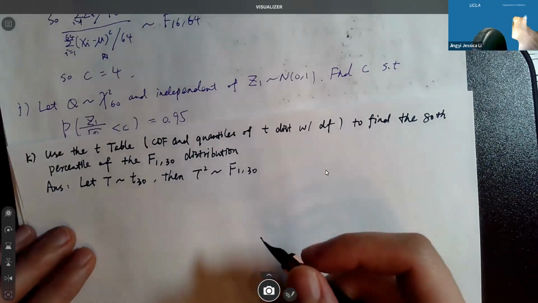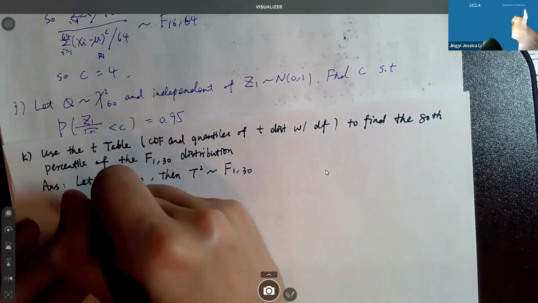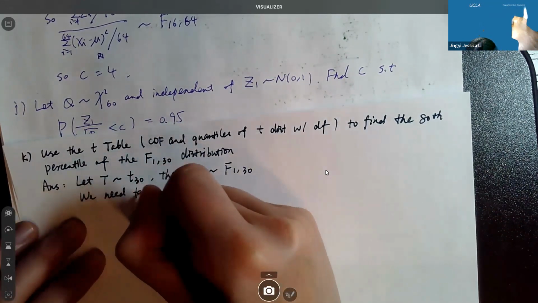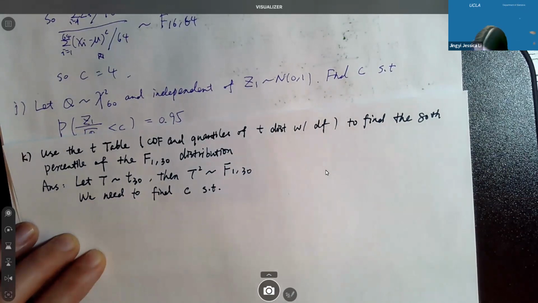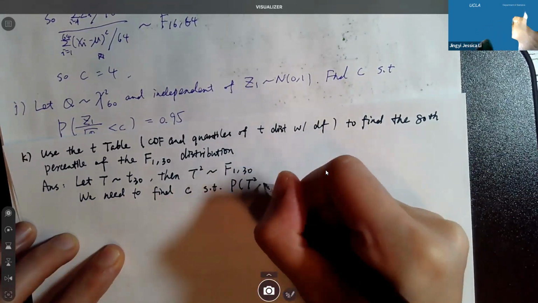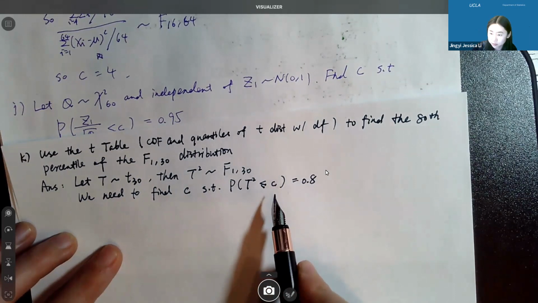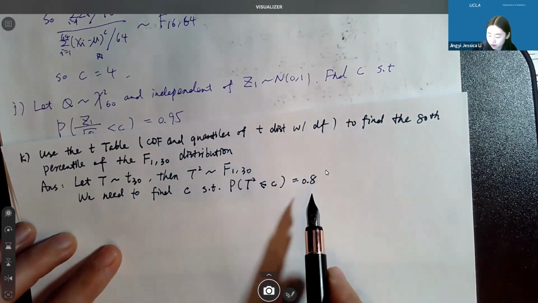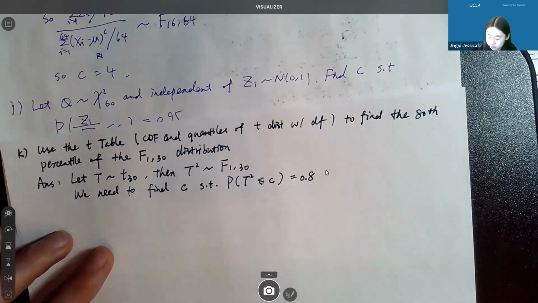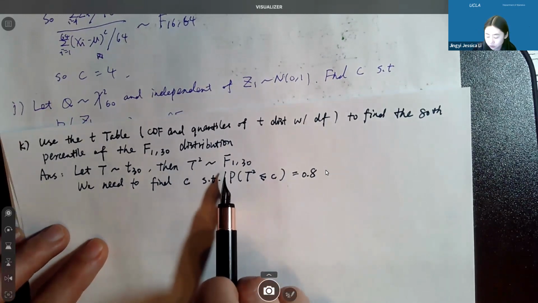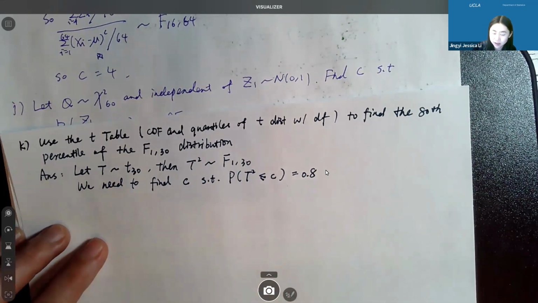Now we need to find this percentile, the 80th percentile. So we need to find this constant C such that the probability that T squared is less than or equal to C is equal to 0.8. This is what we define as the percentile: given the left tail probability 0.8, we want to find the corresponding value C. But we don't have the CDF for the F distribution, so we have to use the t distribution. That's the setup of this problem.